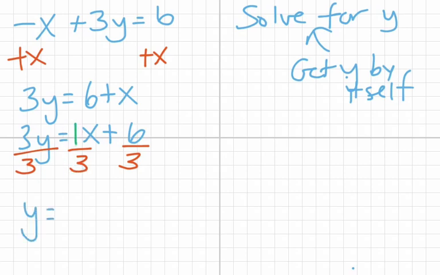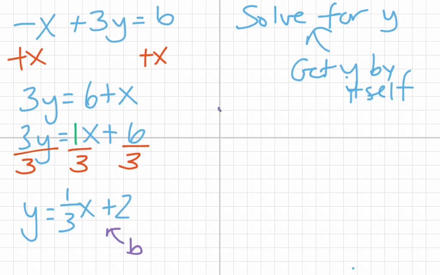This is going to be 1 times x divided by 3, but you can write it as 1/3 x, okay, that is the same thing. And then 6 divided by 3 is 2. And what we've done is a little bit of algebra to rearrange that equation to put it in slope-intercept form. So here's our intercept.